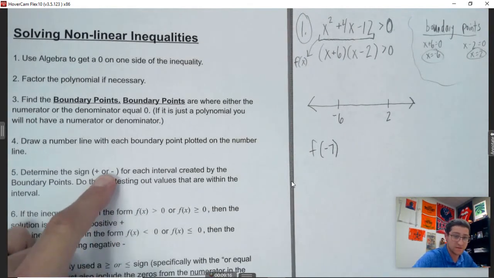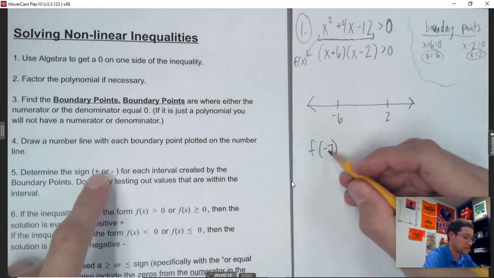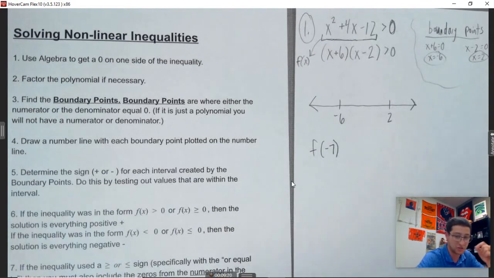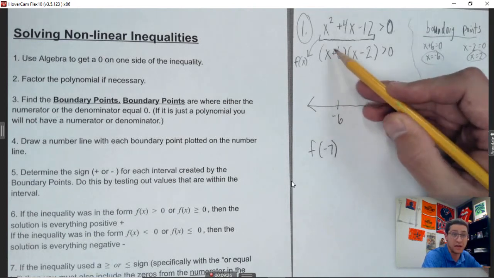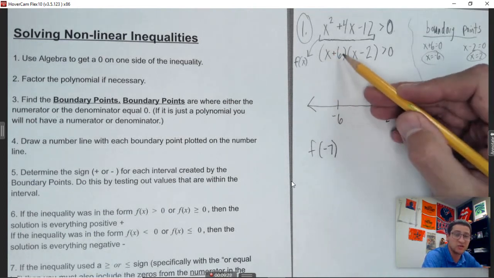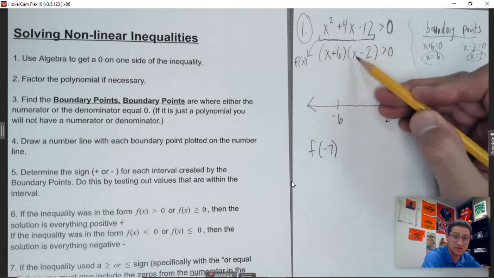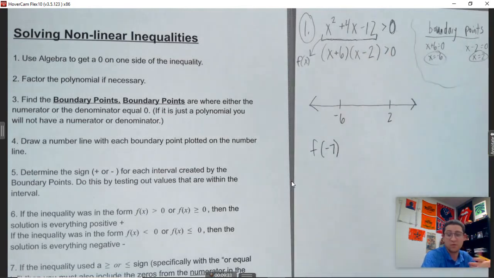We need to determine if this number, f of negative 7, is positive or negative. That's all that actually matters here. So instead of actually doing negative 7 plus 6, which is negative 1, and then multiplying negative 1 by whatever the other factor gives, we could get a number, but that would be kind of extra thinking. All right, so we're going to do a sign activity.